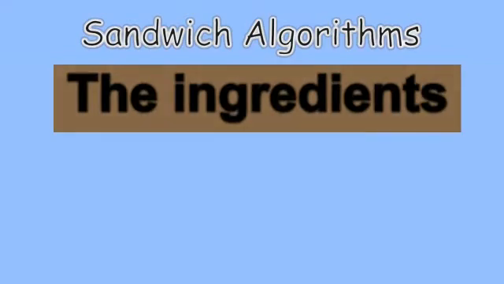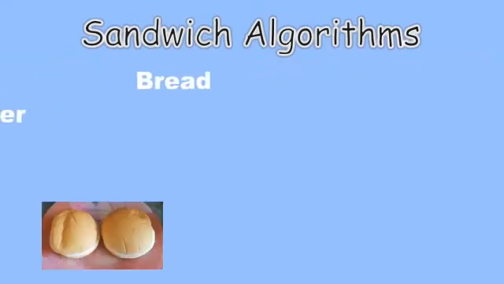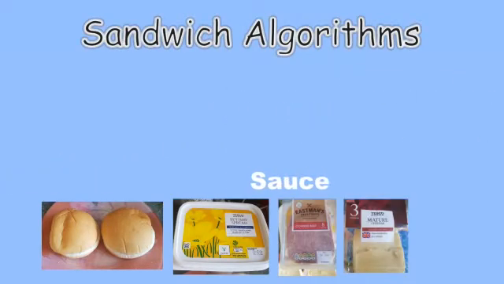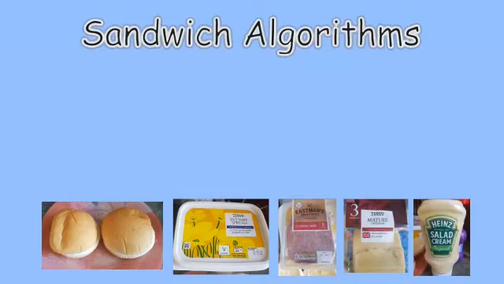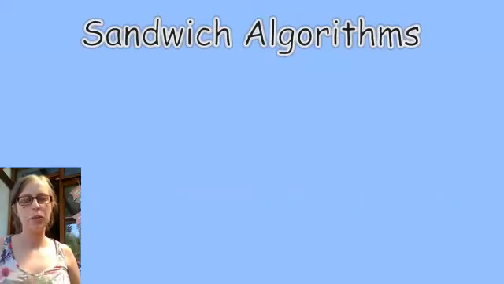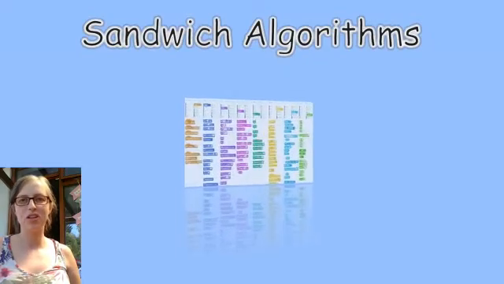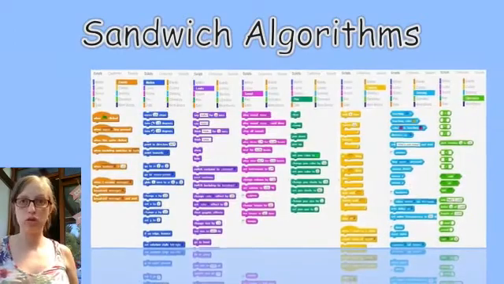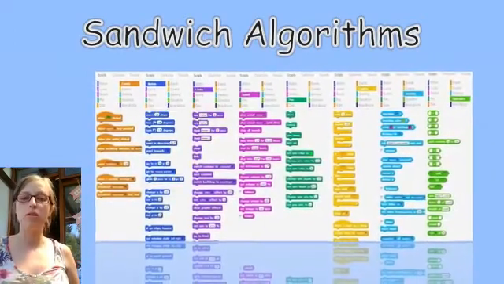So the first thing we need to do is get our ingredients. You need to get your bread, your butter, your fillings, and your sauce if you would like one. And here's the computer twist. Can we use coding blocks to write the instructions for making the sandwich? So algorithms and instructions are very similar. We've spoken about this before.